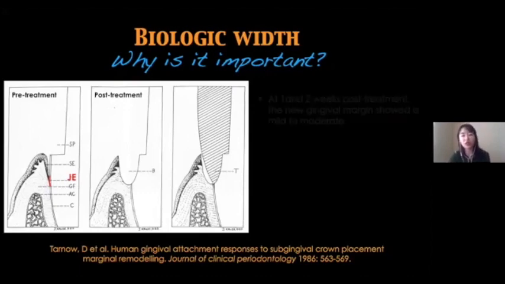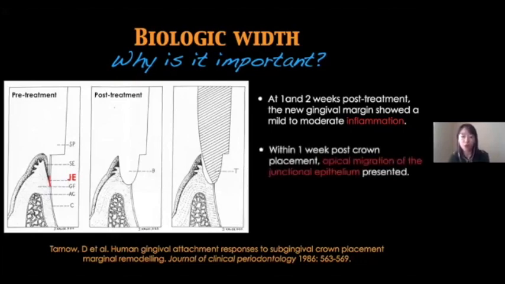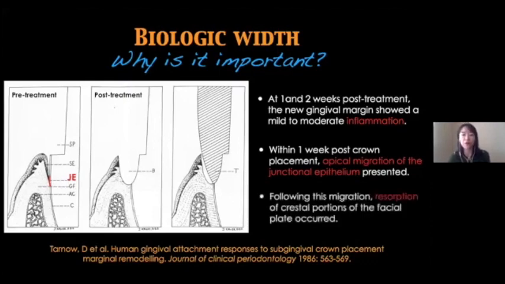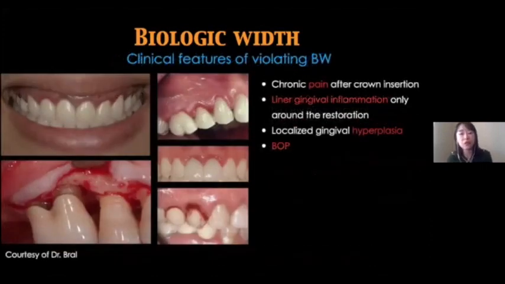So in this study, it shows at 1 and 2 weeks post-treatment, the new gingival margin showed a mild to moderate inflammation. Within 1 week post-crown placement, apical migration of the junctional epithelium presented. And furthermore, following this migration, the resorption of a crestal portion of the facial plate occurred. So basically, here are some clinical features of violating biological width.